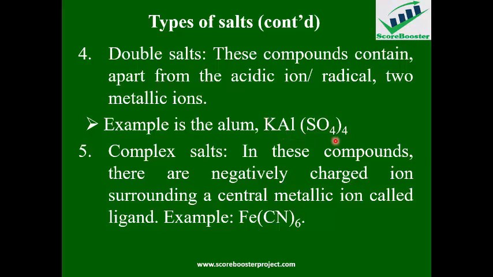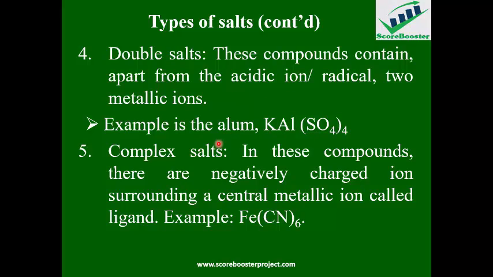Like we have potassium sulfate, and we have ammonium sulfate. When I have the 2 of them mixed together, we have 2 positively charged metallic ions, then we have one acidic ion. So an example of something like that is called double salt.